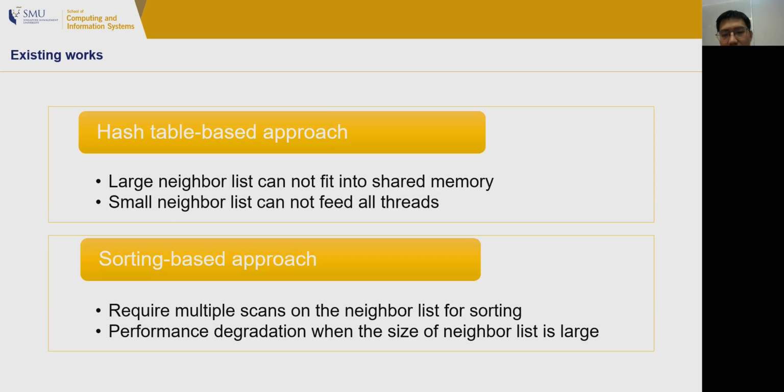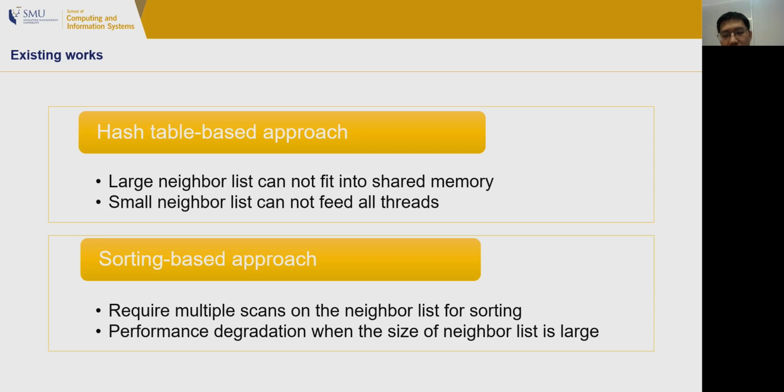However, neither the hash table based approach nor the sorting based approach fully utilizes the GPU resources. For the hash table based approach, if the label list size is larger than the shared memory size, the GPU has to access data from the slow global memory. And if the label list is too small, many threads will remain idle because of workload shortage.